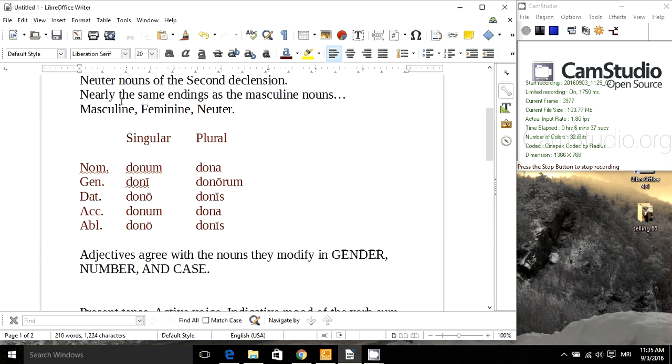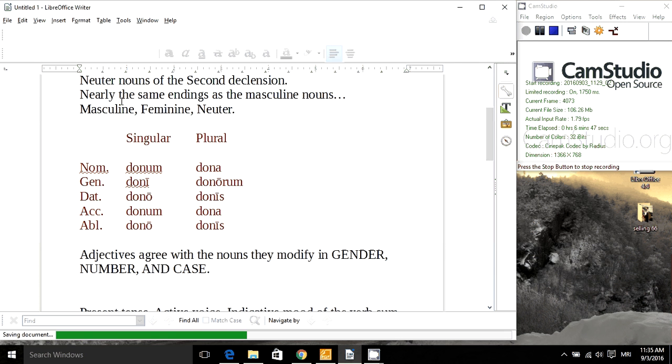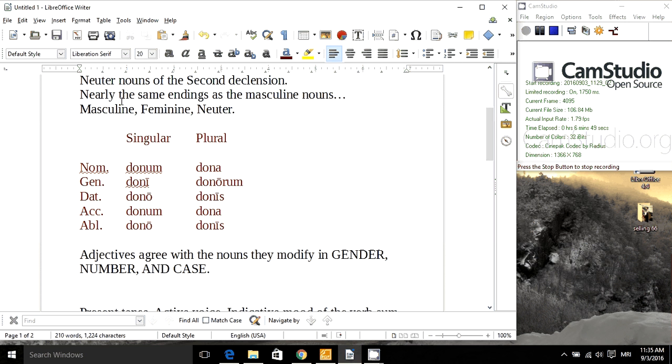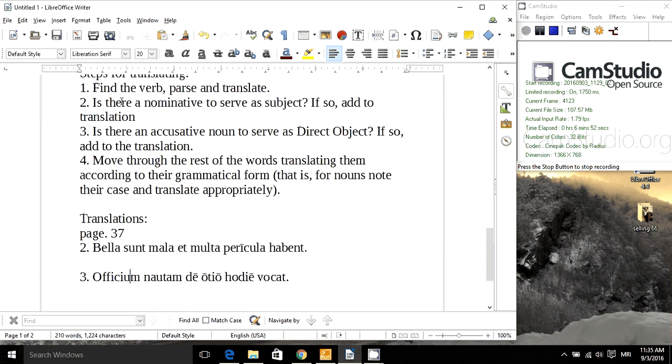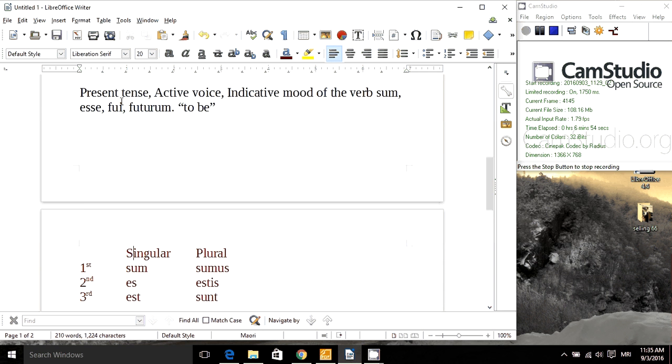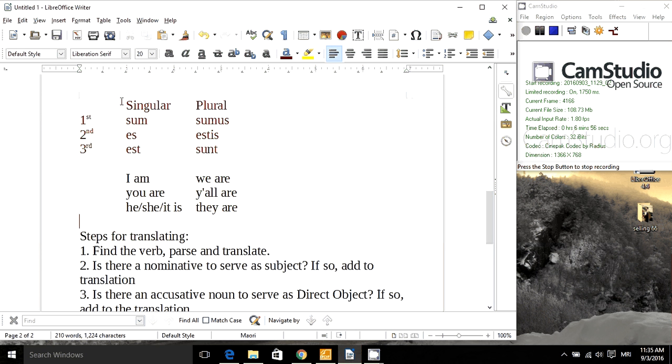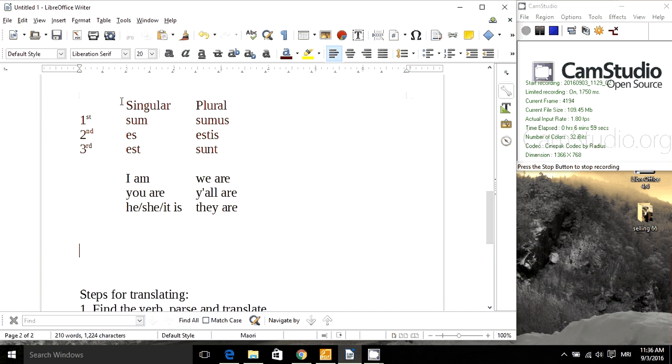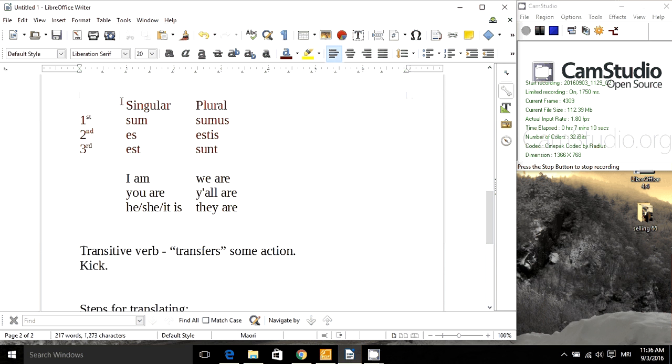repertoire of noun endings. So now take a look with me at predicate nouns and adjectives. They're on page 34. I'll run through this content. As an intransitive verb, well, let's talk about what that means right away. What does it mean for a verb to be transitive or intransitive? A transitive verb, you can think of it as it transfers some action. So the word kick is a transitive verb.